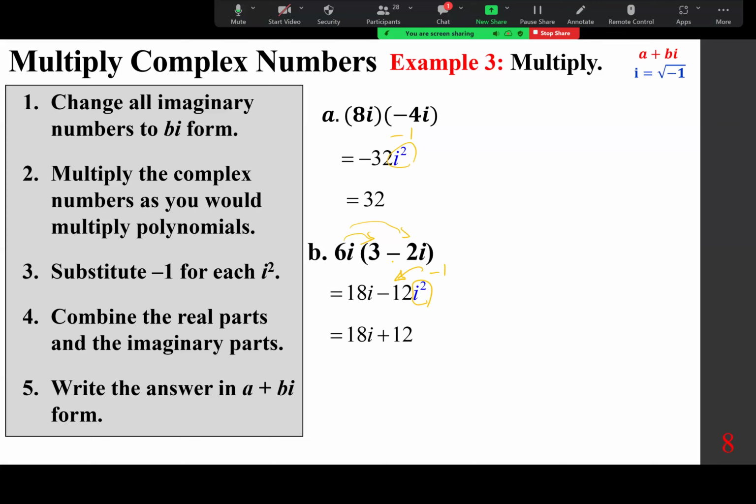You can leave it like that, but in the form of a plus bi, we put the 12 first. So this is a plus bi, in case you want to write it in that format.